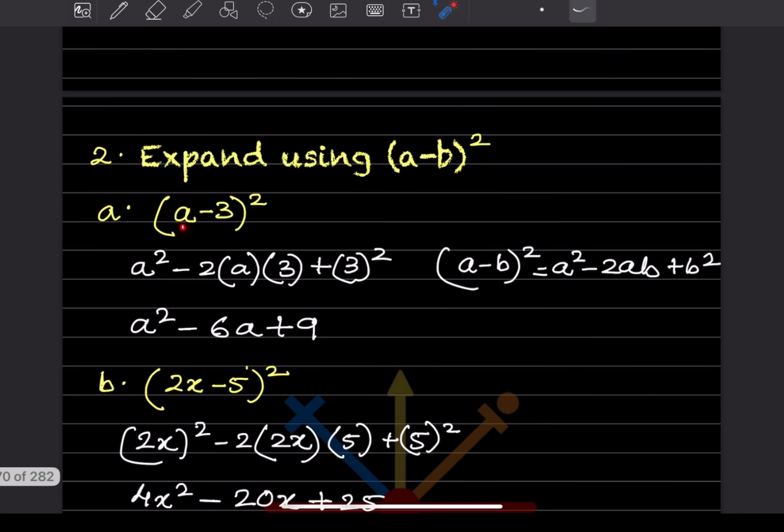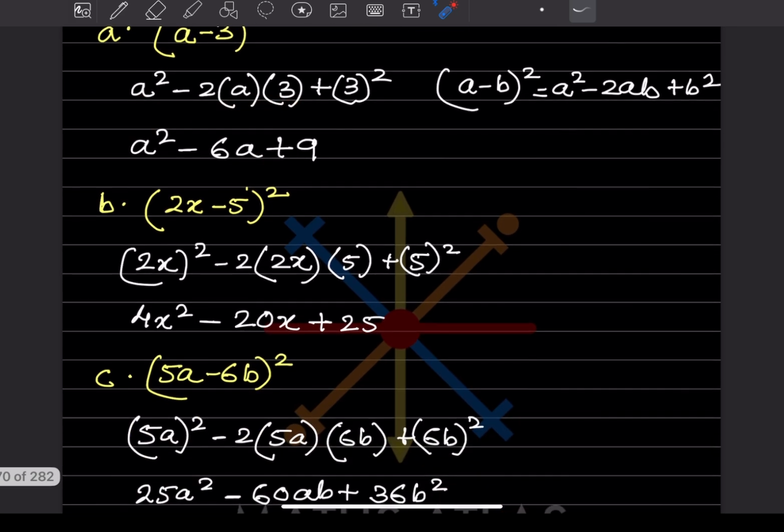So this will be a square minus 2, this is a, this is b, so 2a into 3. So you don't have to get confused with this minus, because the formula itself is this one. So just look at the number and not the sign. This b will be 3 square, because many of them make a mistake because this is minus. So they try to change this sign. You don't have to change it because in the identity we have plus here. So just look at the number and not the sign. So this will be a square minus 6a plus 9.